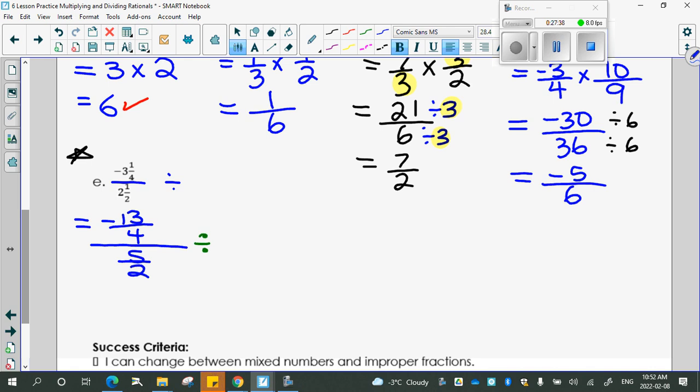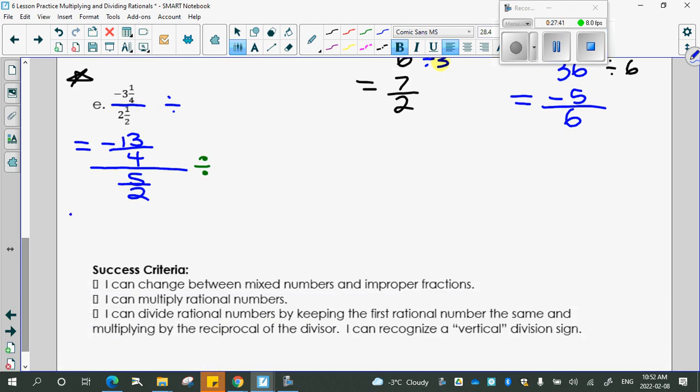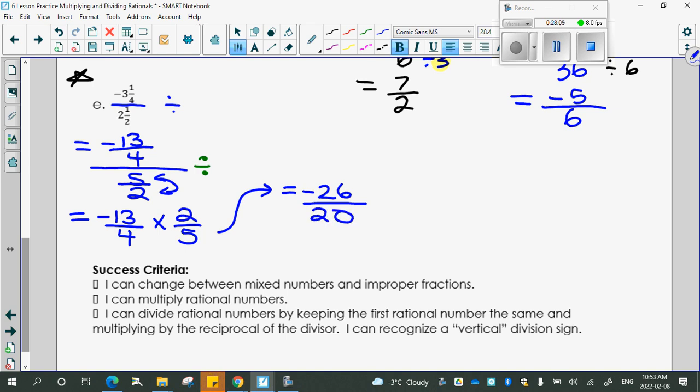Now I want to actually do the divide. So now I'm going to use my rule here, which is keep the first or the top number the same and multiply by the reciprocal of the denominator. Once I've done that, I've done all the hard work because multiplying is the easiest of the 4, right? -13 times 2, I multiply the tops together. I multiply the bottoms together and see if I can reduce. Can you reduce this one? Yep. They're both even, so we can at least divide by 2.